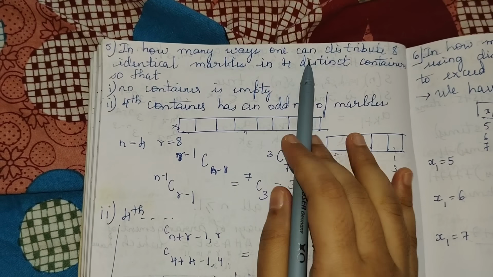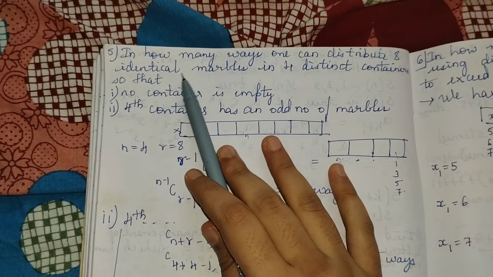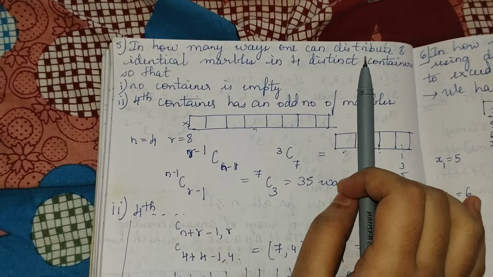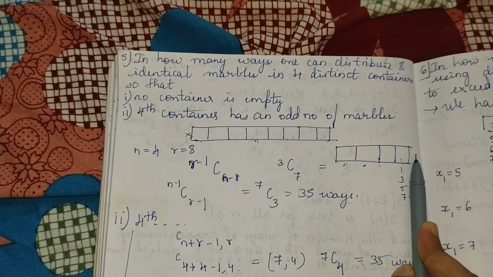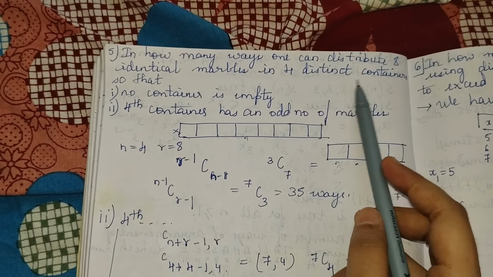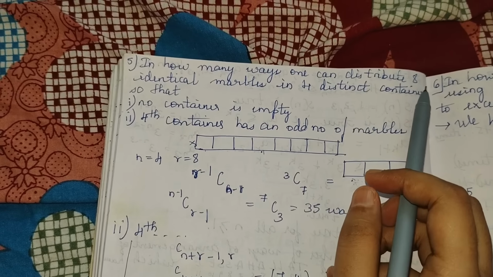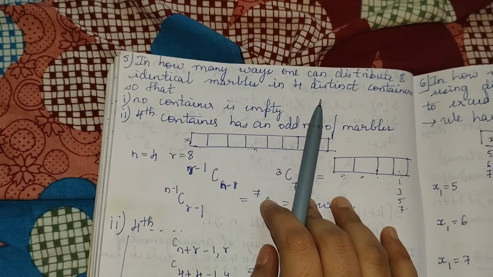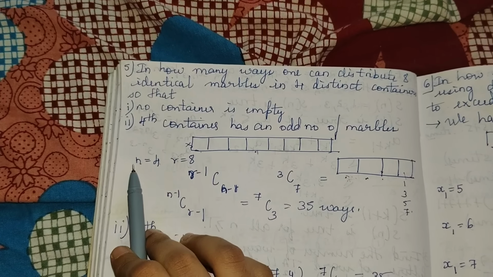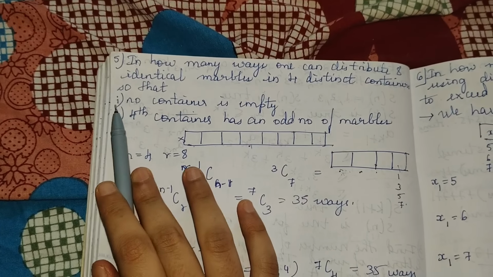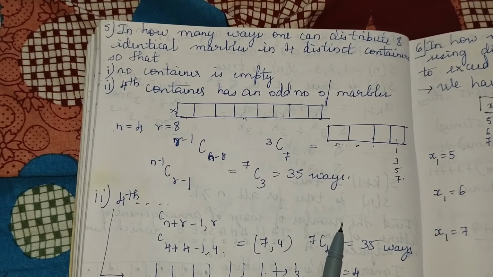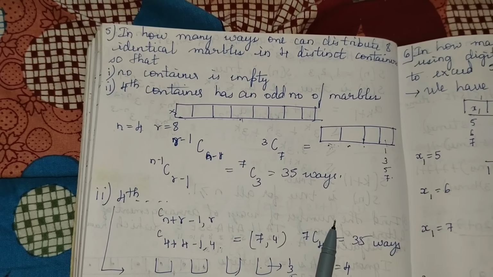5th question. In how many ways can one distribute 8 identical marbles in 4 distinct containers? Don't get confused, we have only 4 distinct containers. Ignore this diagram. We have 4 distinct containers and a total of 8 marbles, so the value of r is 8 and the number of containers is 4, that is the n value. First we have to find the case where no container is empty. To find that, what is the way? We will understand.